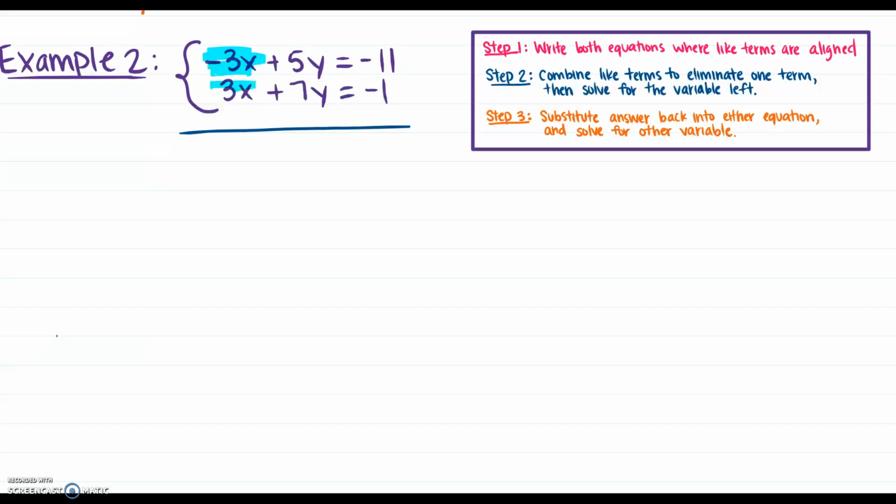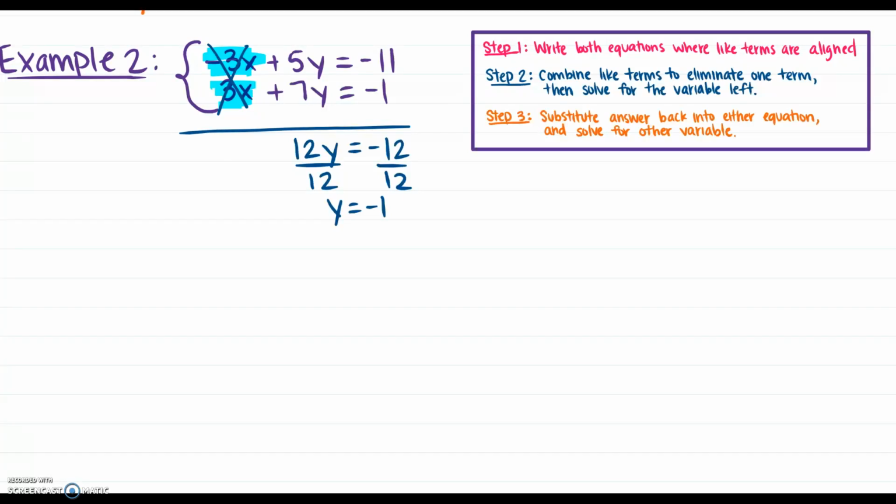So right here I have negative 3x and positive 3x. Those are going to cancel out for me and leave me with just a y. 5y plus 7y gives me 12y, and negative 11 and negative 1 combine to make negative 12. Divide both sides by 12 to solve for y, and y is negative 1.